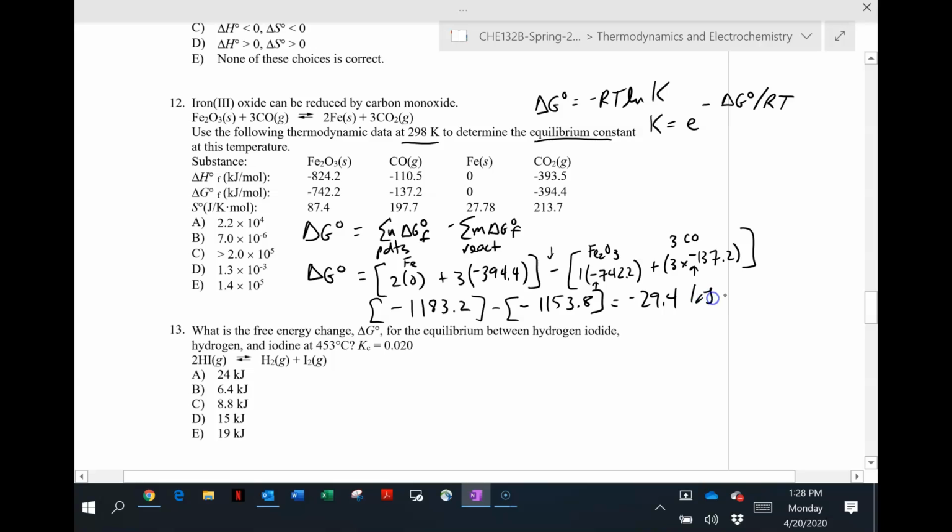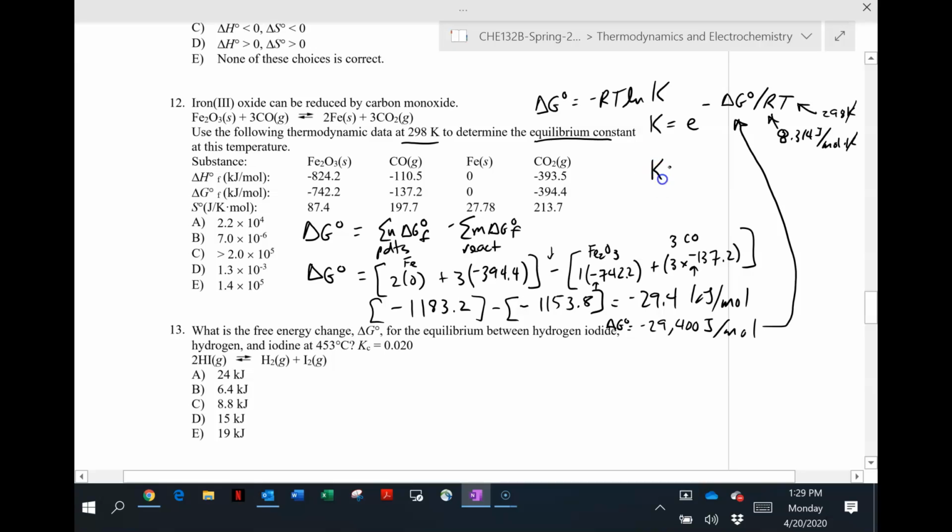That's kilojoules per mole. That's not our answer, and thankfully it's not one of the possible answers we have over there. What we're going to do is convert that to negative 29,400 joules per mole, and we're going to take that and put it in that equation there. R here is going to be 8.314 joules per mole Kelvin, and T here is going to be 298 Kelvin. So Kelvins cancel out, joules per mole will cancel out there.